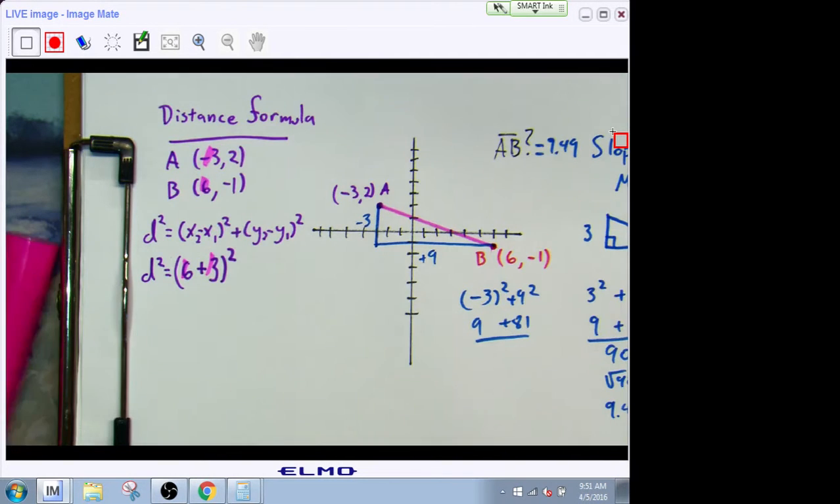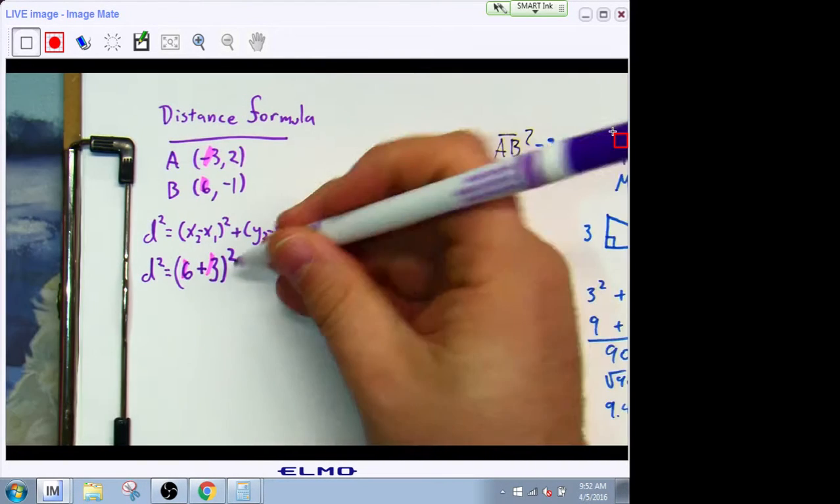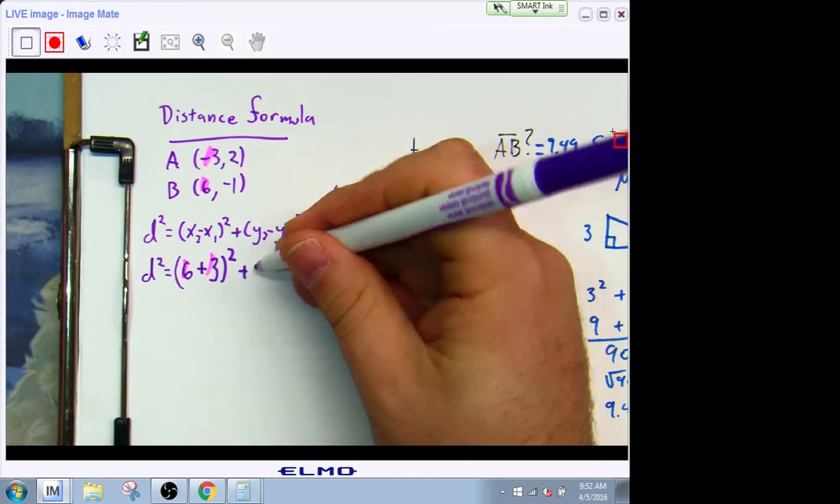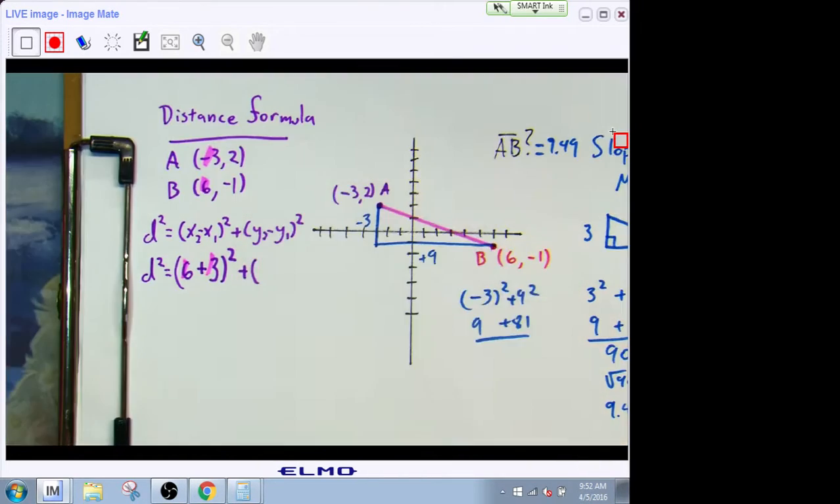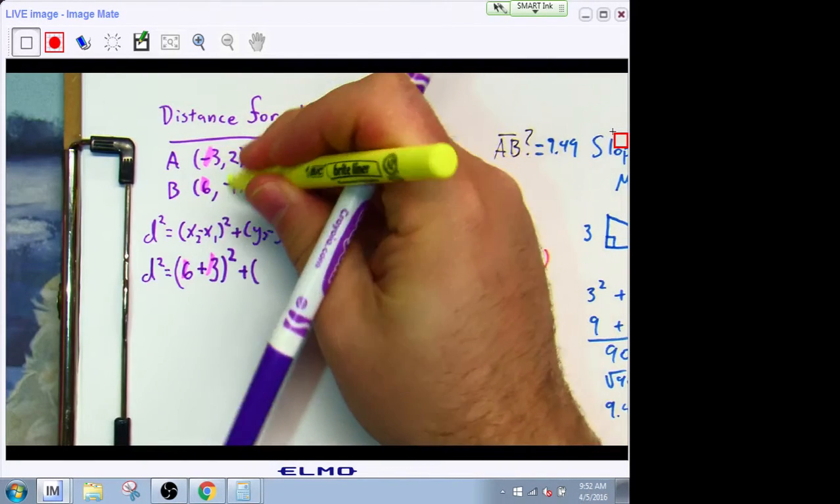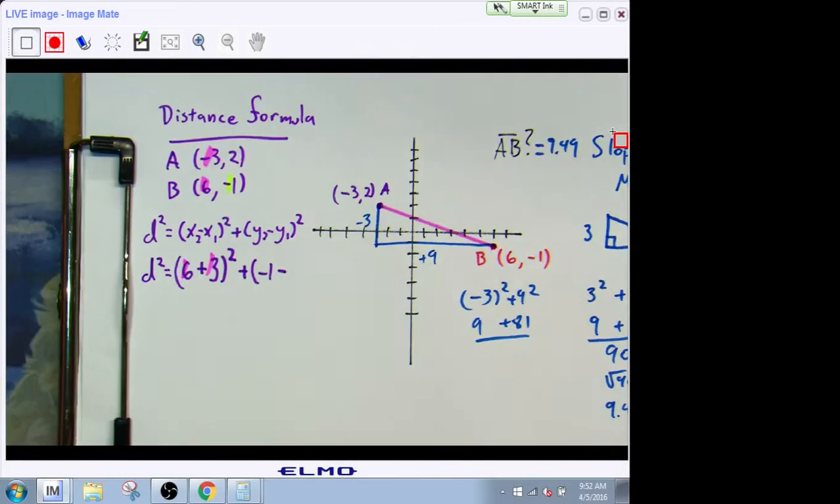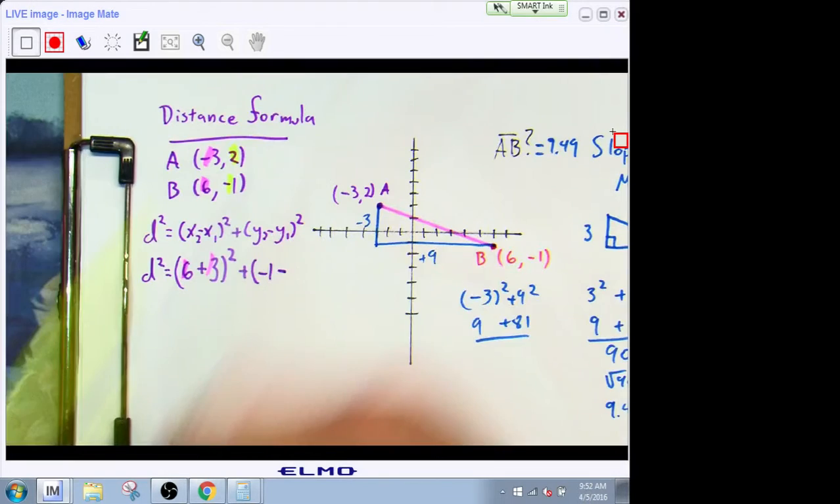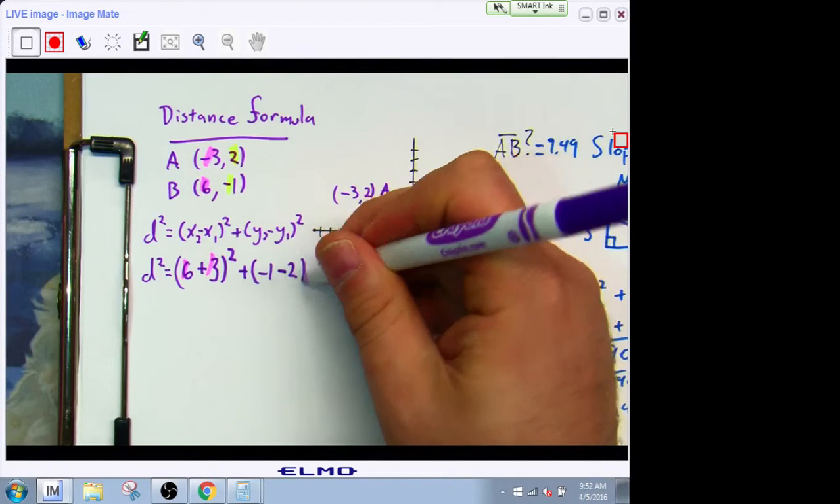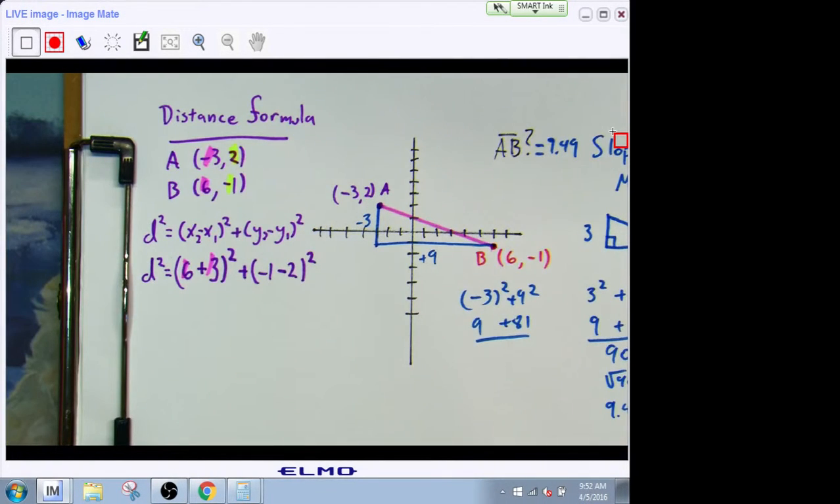So then I need to account for my y values. I'm going to add the y value of my second point, which is negative 1 here. This is my y2. And I'm going to subtract the y value of my first point, which is 2. I'm going to square that. Does everybody understand how I found x1, y1, x2, y2?